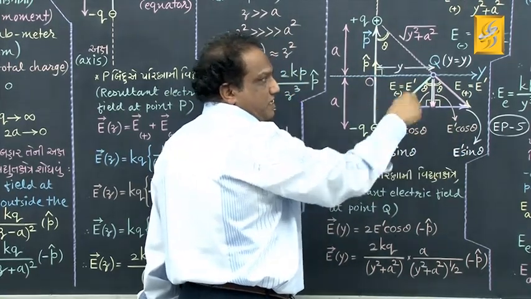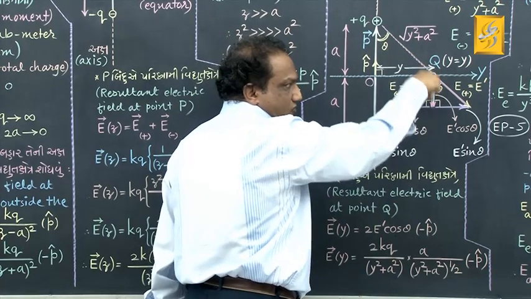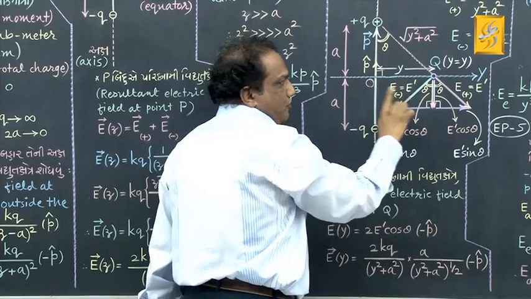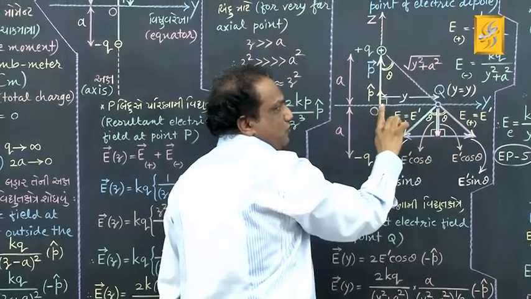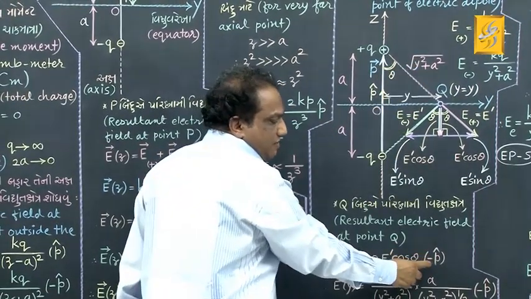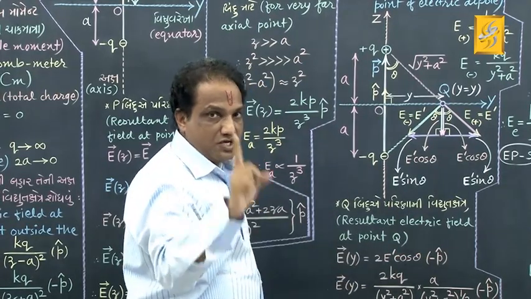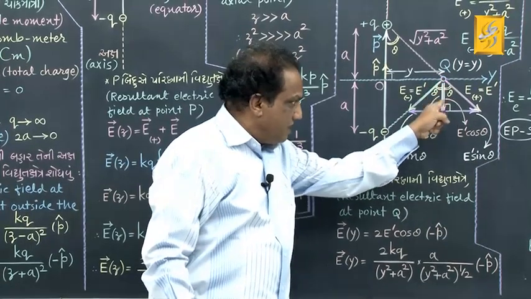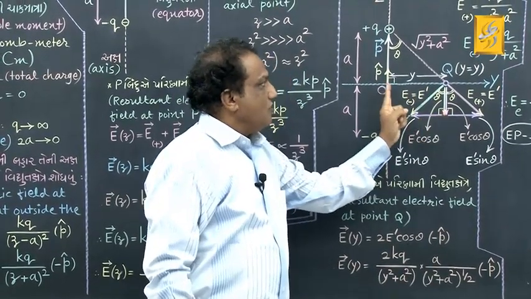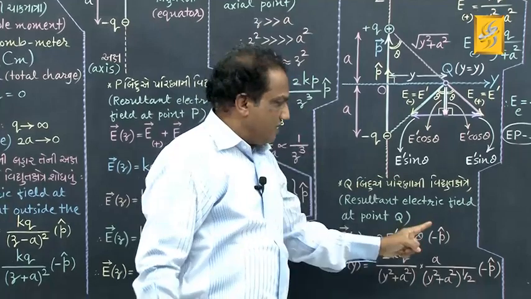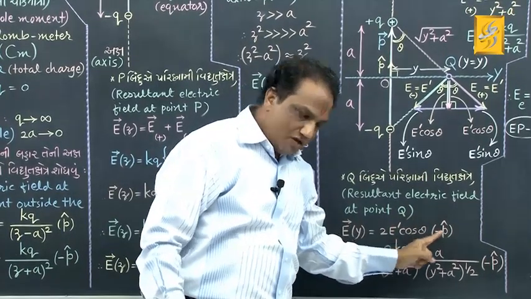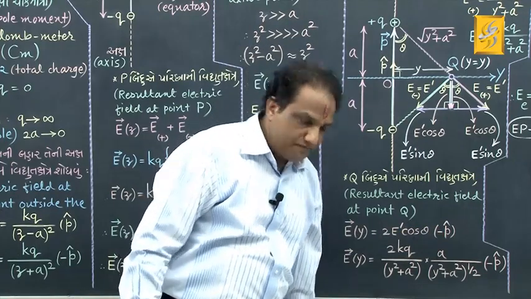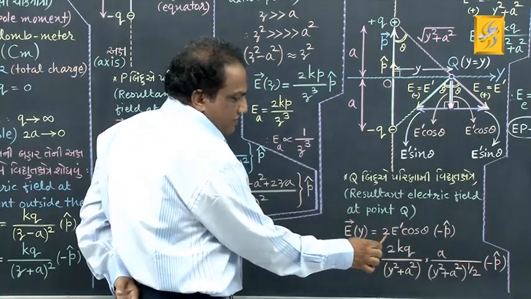But where are these components? Pointing downwards. Downwards means what? Opposite to P hat. That's why I must multiply by minus P hat. You must write that unit vector which is in the direction of this component, but these components are in the direction opposite to P hat, that's why I am writing here minus P hat. Vector equals magnitude multiplied by unit vector. These two as it is.